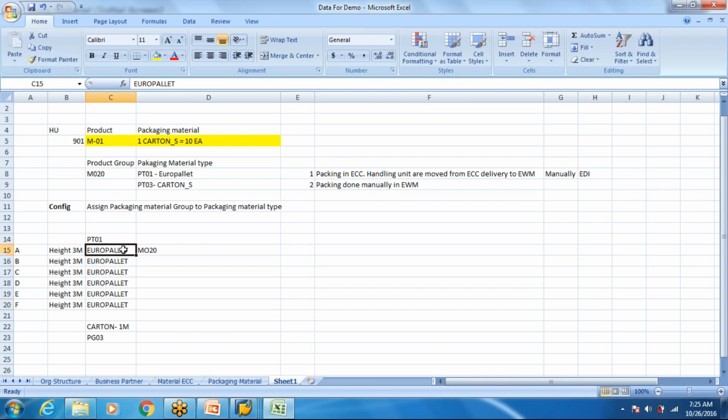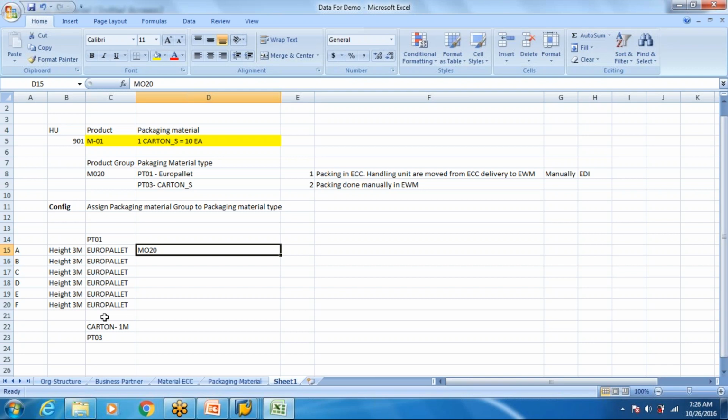So by doing this assignment, what we are ensuring is M020 will never be packed into PTO3 or PGO3, whatever it is, for cartons. This assignment will ensure that nobody by mistake manually packs a material which is planned for a Euro pallet into a carton. Okay. So is it clear why this assignment is required?